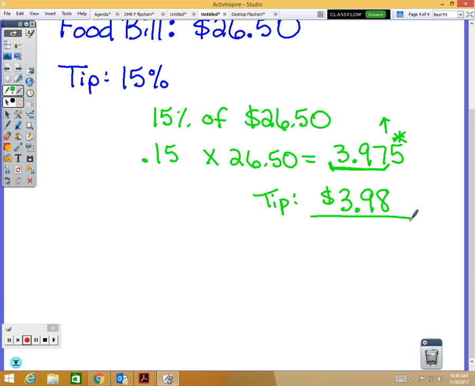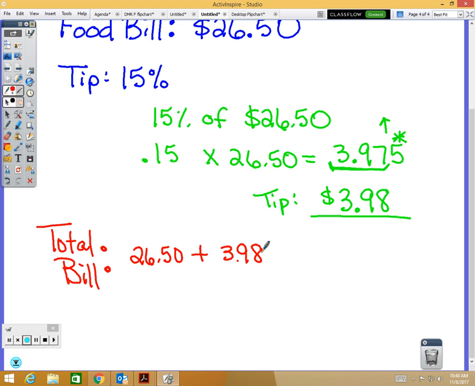Questions about how I found the tip? Now, we said the other thing that I wanted you to find was not just the tip, but the total bill. How would I find the total bill? Add what together? All right, so I need to add the food bill, which was $26.50, plus the rounded tip, which was $3.98. Okay, so again, the food bill plus the tip.